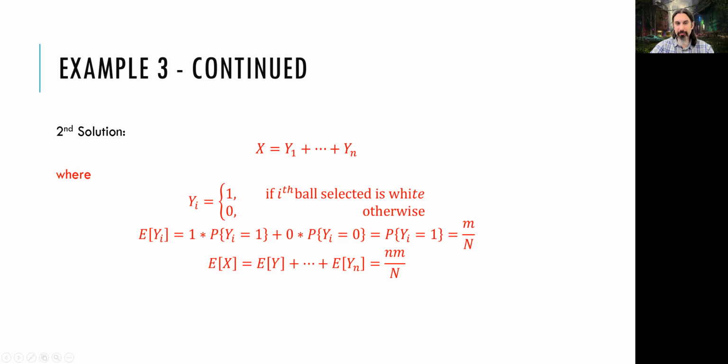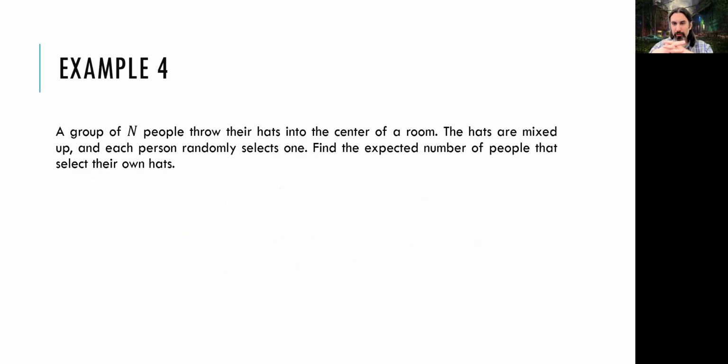And then we have the fourth one. Now, we already know this question. We have n people, they are throwing their hats into the middle. The hats are scrambled and everyone picks one randomly. What's the expected number of people that select their own hats?